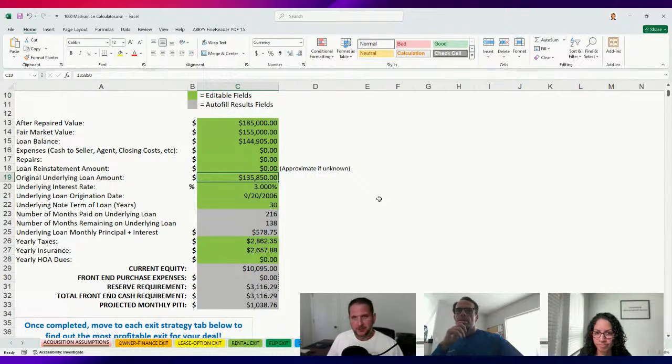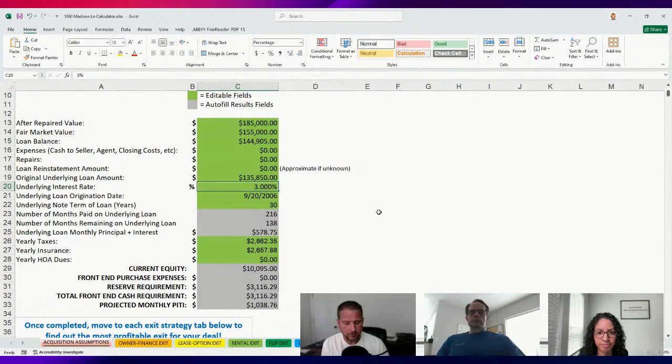The cool thing is we love loan modifications. The cool thing about this one was our interest rate on this loan is 3%. So that's going to open up a lot of doors for us through the distribution method that we're going to use, which is seller finance.